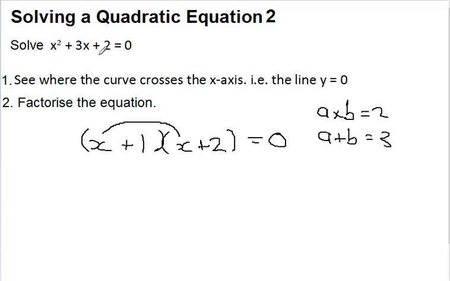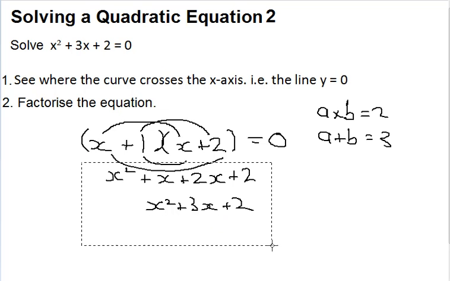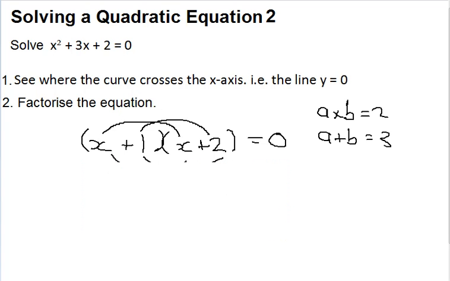Okay, so we've written this as a product of two things. We've factorized it. Okay, and if you wanted just to check whether that was right, you could expand it out and do x times x, which is x squared, 1 times x, which is x, 2 times x, which is 2x, and 1 times 2, which is 2. And if you simplify that, you get x squared plus 3x plus 2. So this factorization here is certainly correct. We can see that. Let me just get rid of these lines.